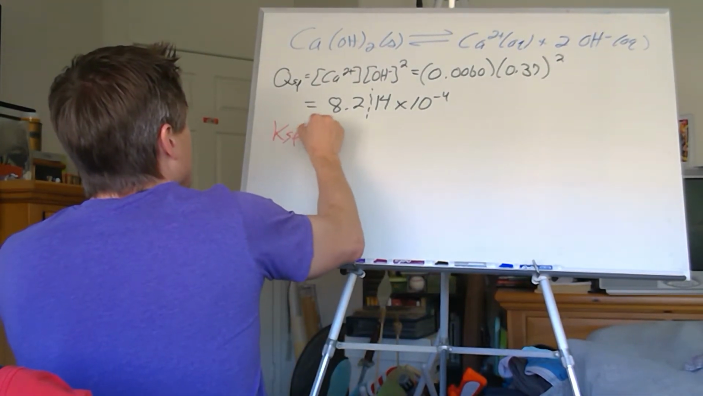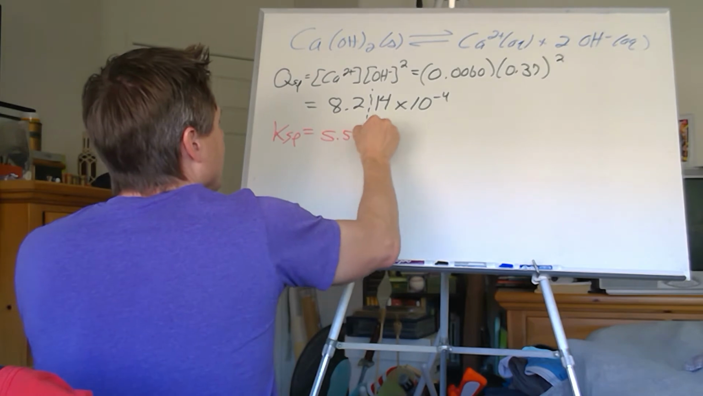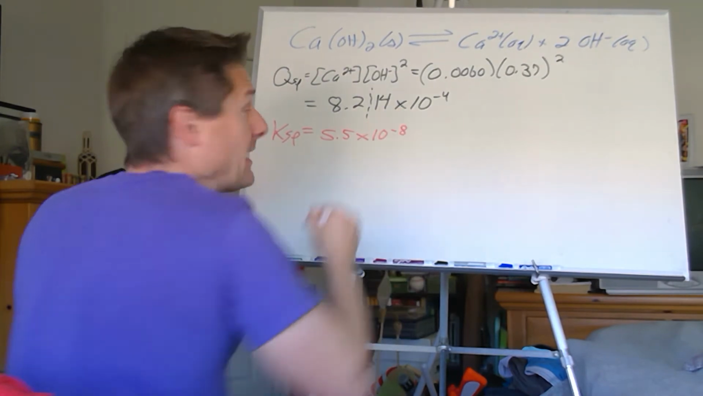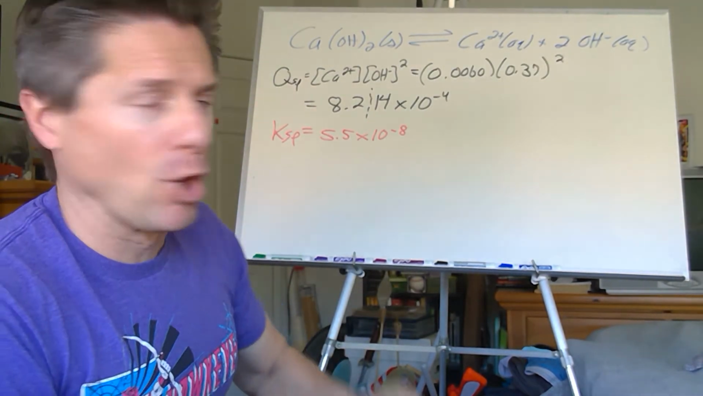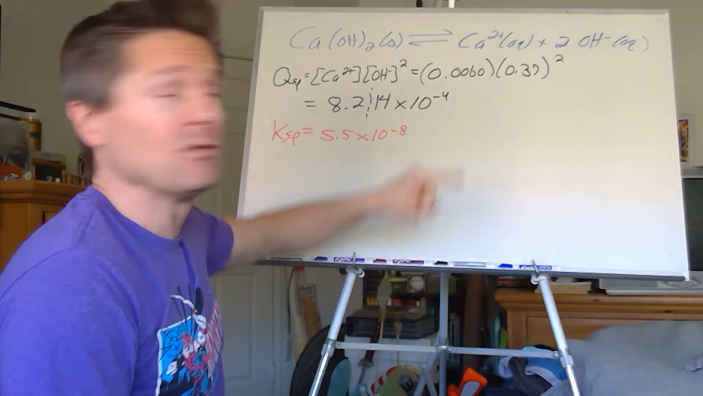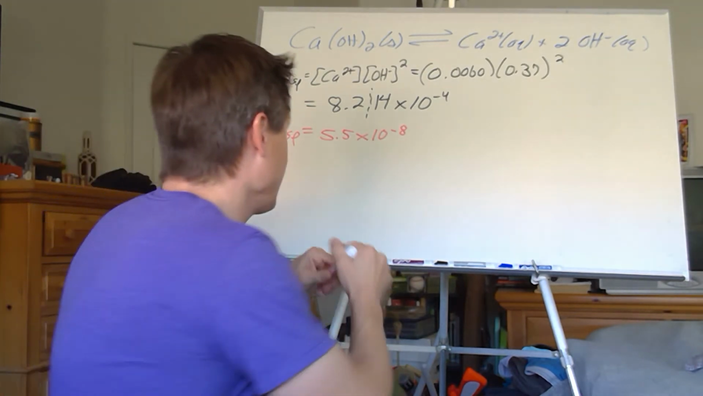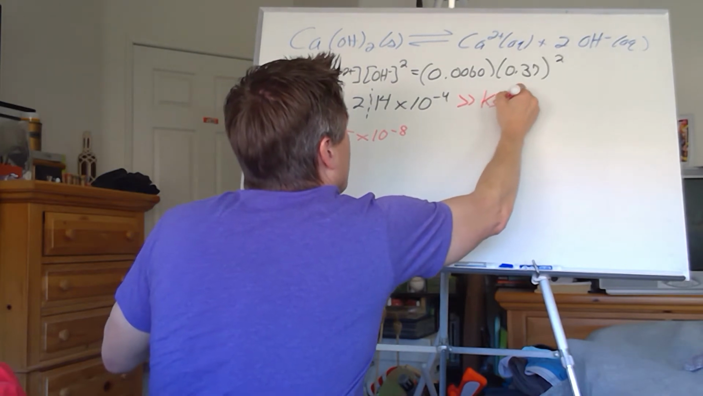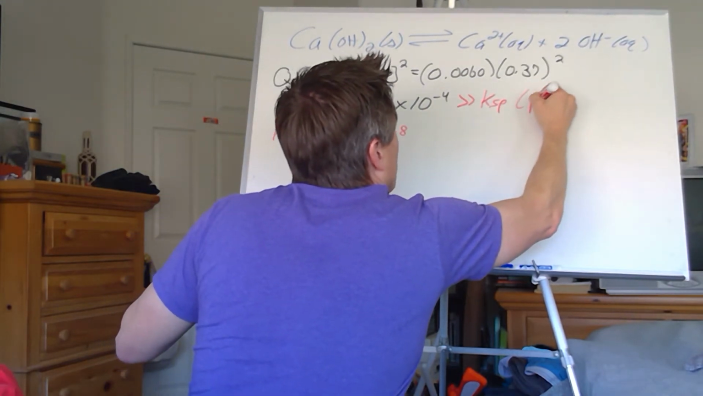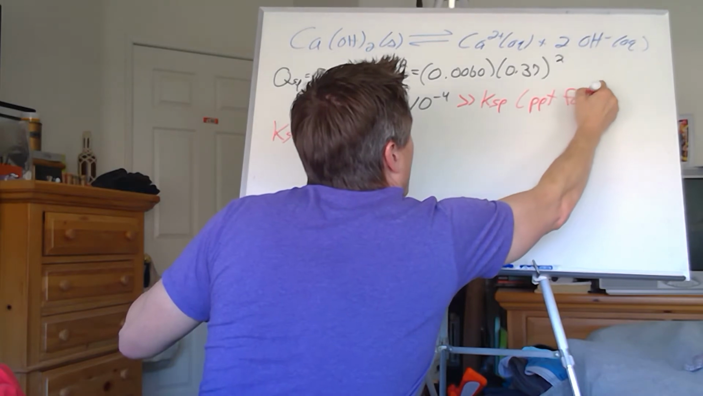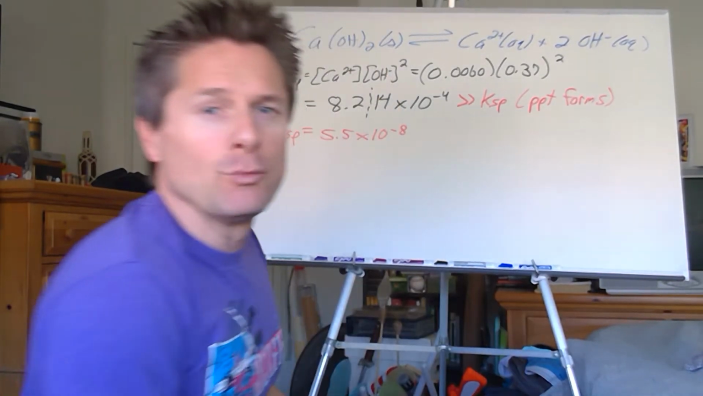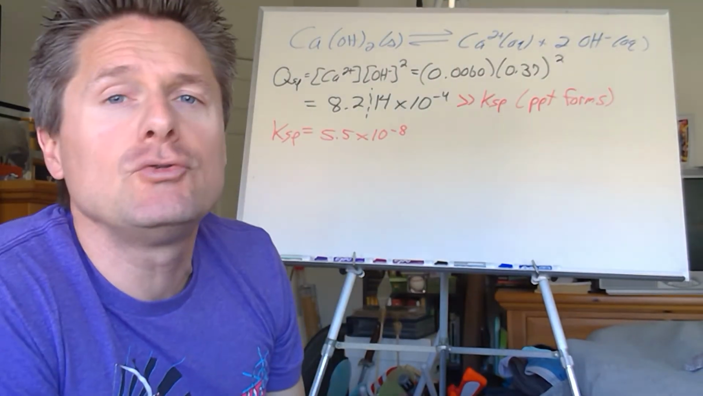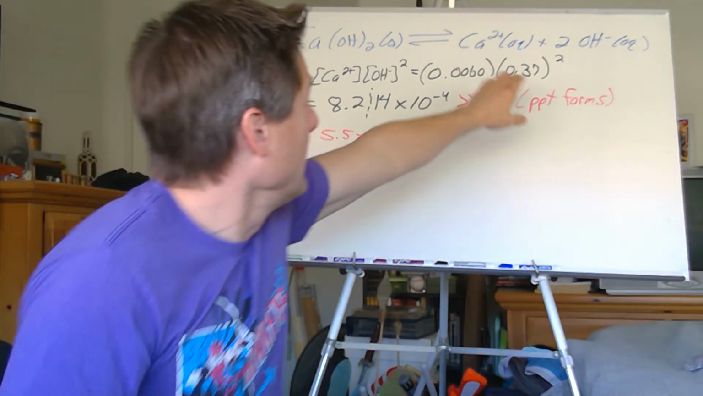So KSP is 5.5 times 10 to the minus 8. So which one's bigger? Obviously, the Q is way bigger than the K. Right? So this is bigger than KSP. So that means the precipitate forms. We have a supersaturated solution.